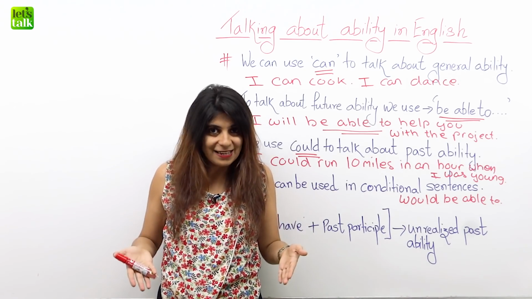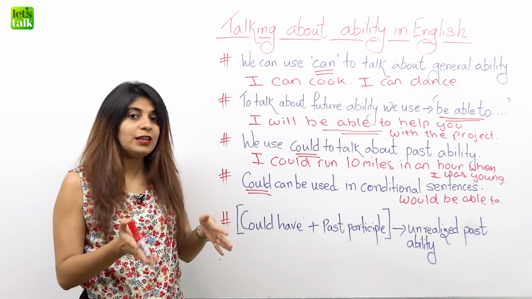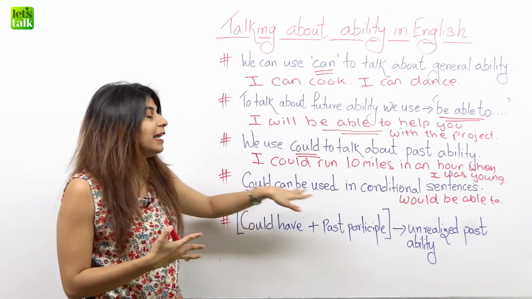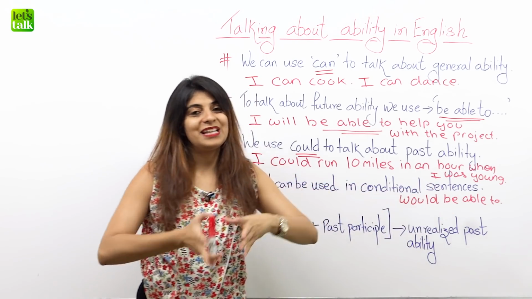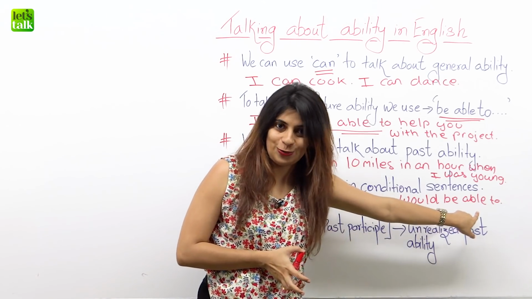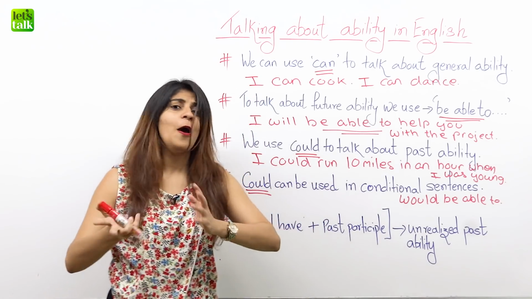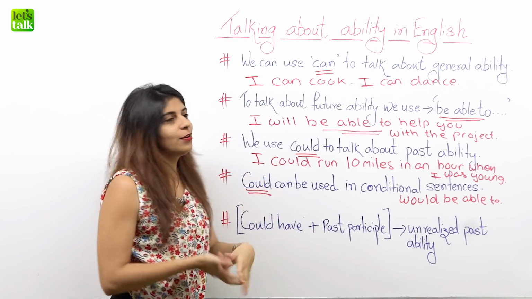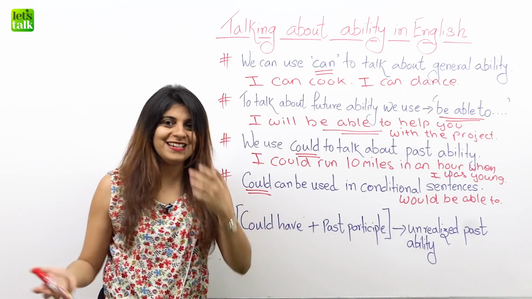That's in conditional sentence. So you remember that you use the word could in conditional sentences. It means that you're using the word could instead of would be able to. Okay, you can use both. Both are correct, but could makes it a little shorter, right?